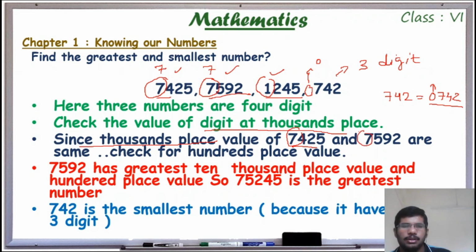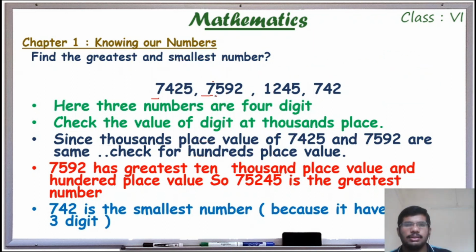Since these 2 numbers' thousands place values are the same, we are checking the hundreds place value of these 2 numbers. So now these are the numbers we have. Now check the hundreds place value. Here 4, here 5. So which will be the greatest? Here 5 is the greatest. The greatest thousands place value and hundreds place value.